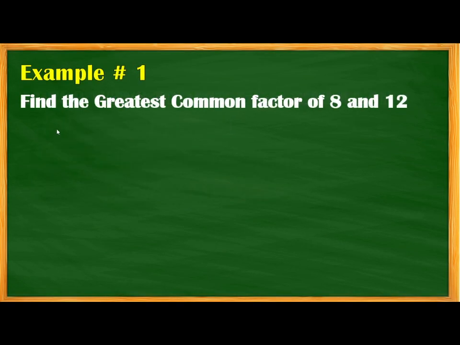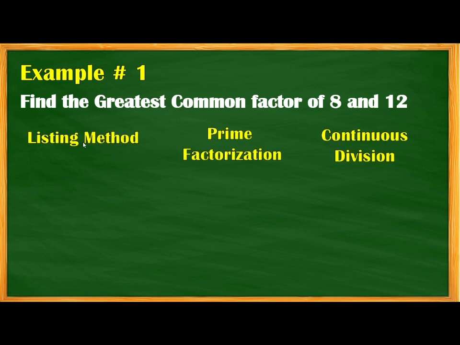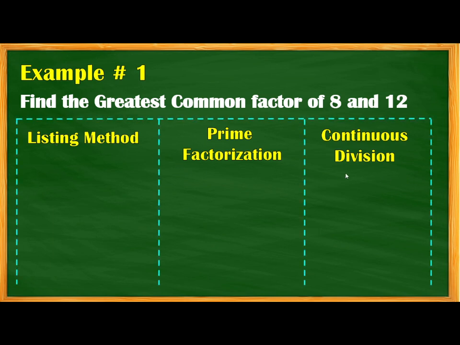So let's have an example. Find the greatest common factor of 8 and 12. Again, greatest common factor involves factors. So let's use the three ways: listing method, prime factorization, and continuous division.